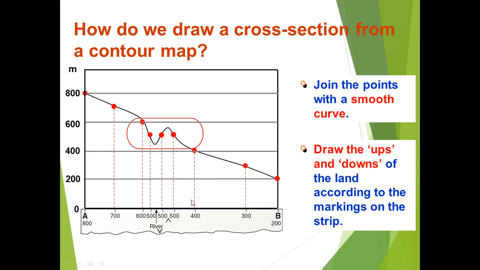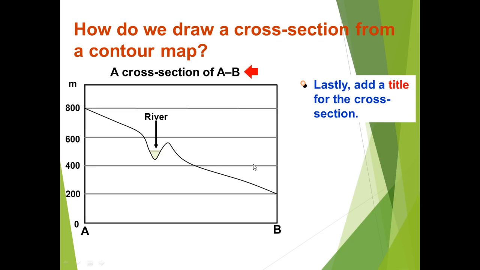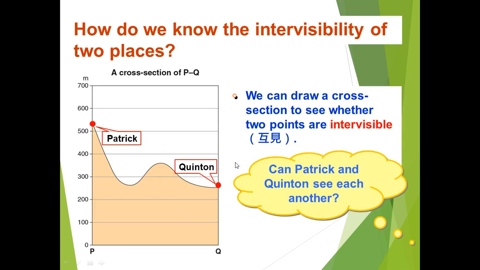So finally, we can also mark down if there is a river in between. So we can then have a very clear picture of the shape of that relief region. And finally, don't forget to add a title for the cross section.